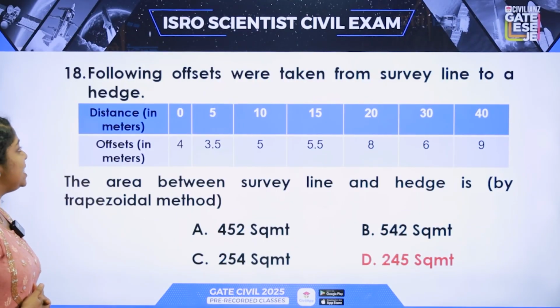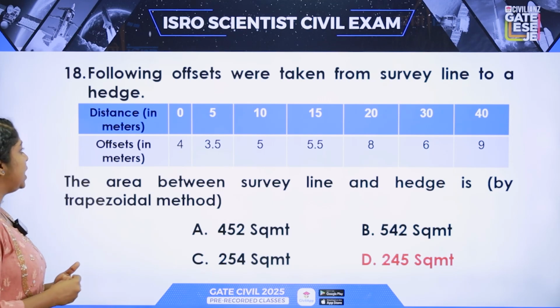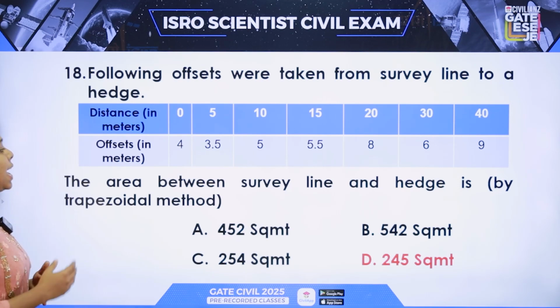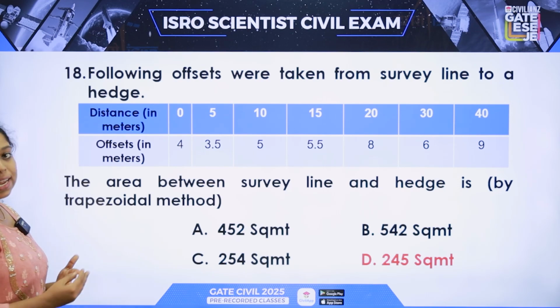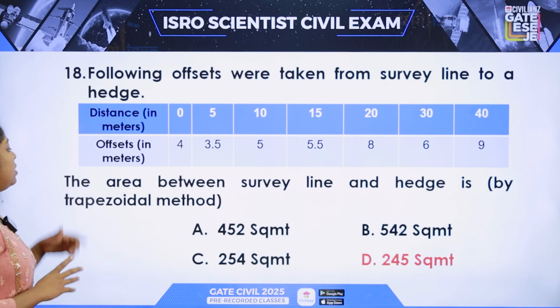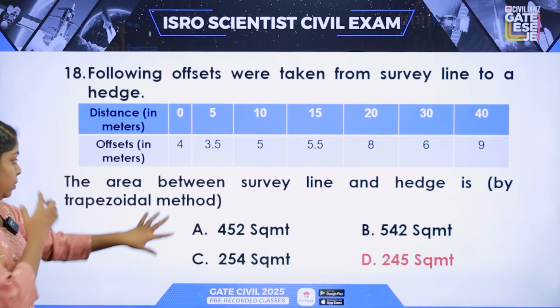So moving on to the 18th question. 18th question is from survey. So following offsets were taken from survey line to a hedge. The distance and the offsets are given in meters. The area between survey line and hedge is needed to be calculated, and they have given in the question itself, trapezoidal method needs to be adopted.